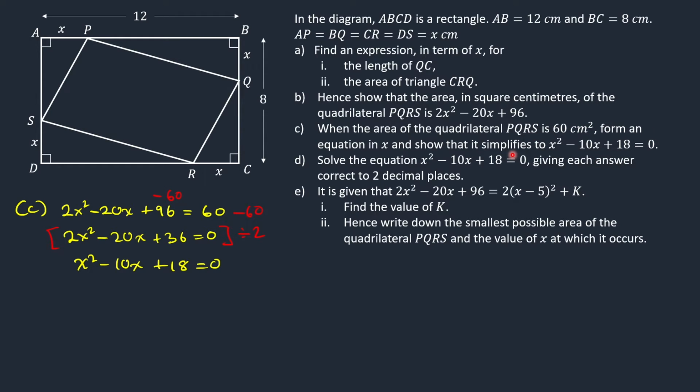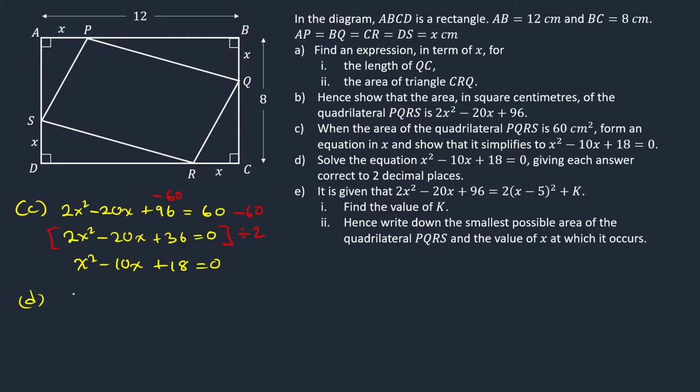Let's take a look at D now. Solve the equation, giving each answer correct to 2 decimal places. Well, the question gives us a clue. It says 2 decimal places. That means we cannot factorize this. So to solve this we can use either the quadratic formula or completing the square. I think I'm going to do completing the square here.